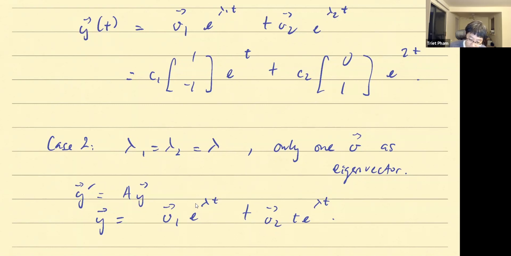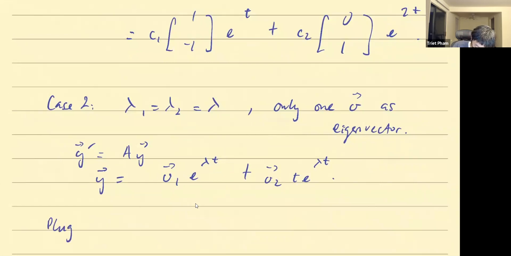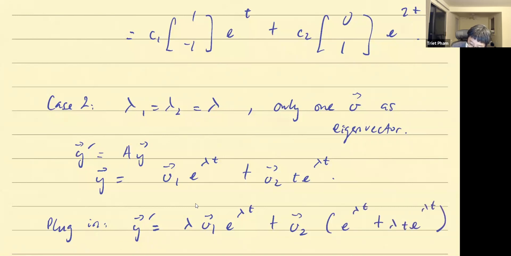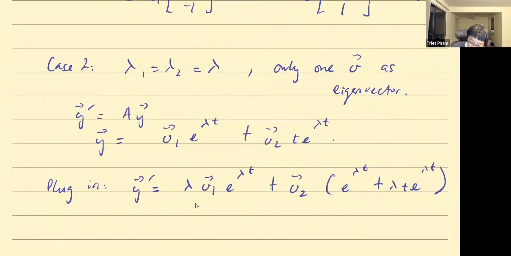Okay, then I plug in. So I get y prime equal to lambda v1 e to lambda t plus v2 e to lambda t plus lambda v2 t e to lambda t. I will group terms first of all. I will combine e to lambda t together to give me (lambda v1 plus v2) e to lambda t plus lambda v2 t e to lambda t.